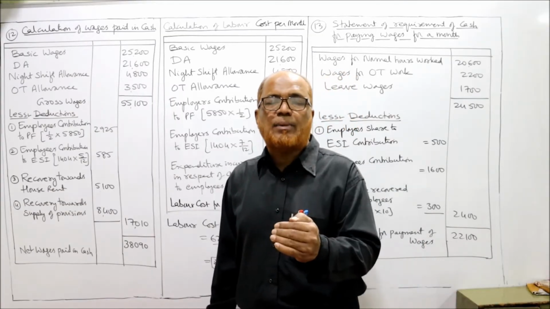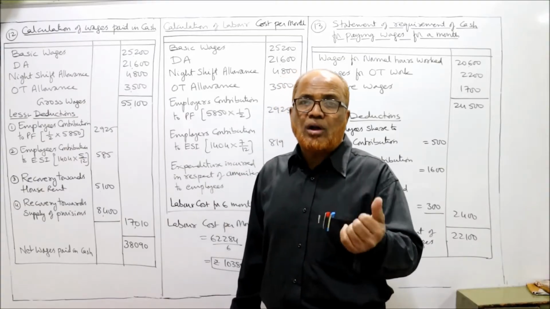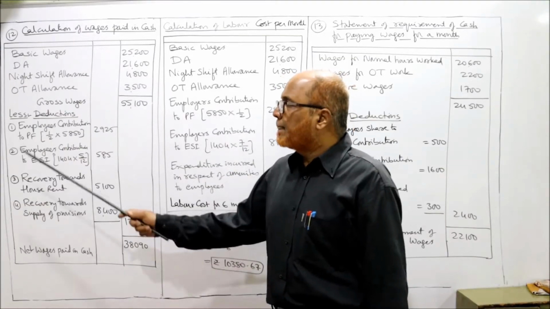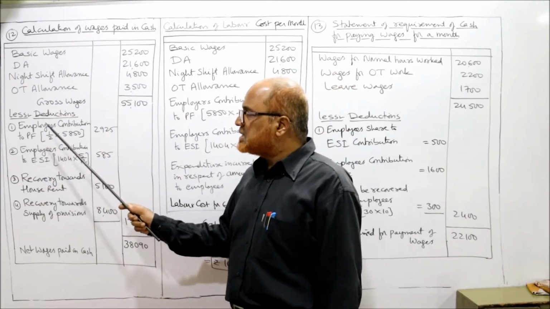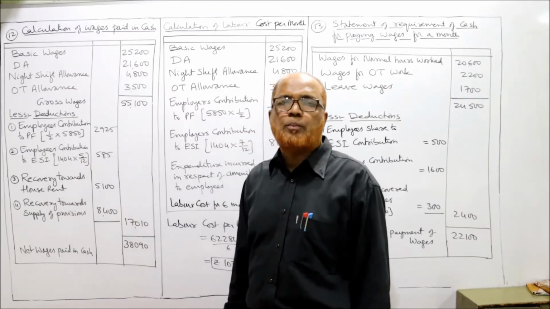The employer will deduct some amount from the salary, from the wages of the workers. On what account will the employer deduct? Contribution: employees' contribution to PF, employees' contribution to Provident Fund.